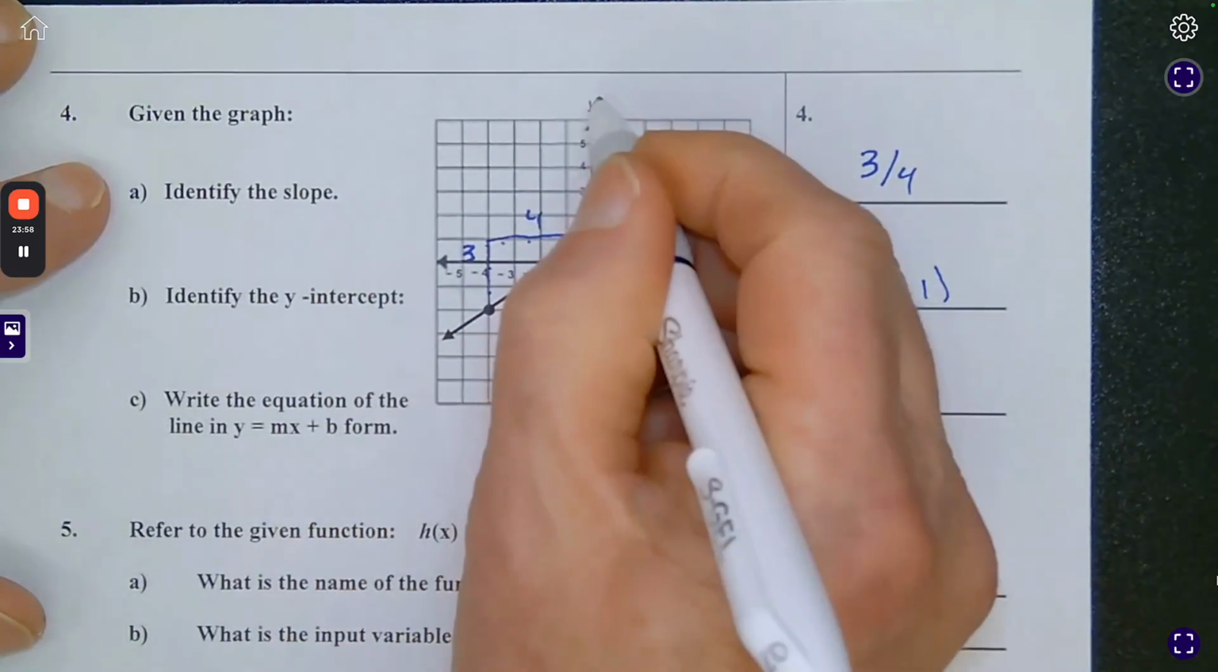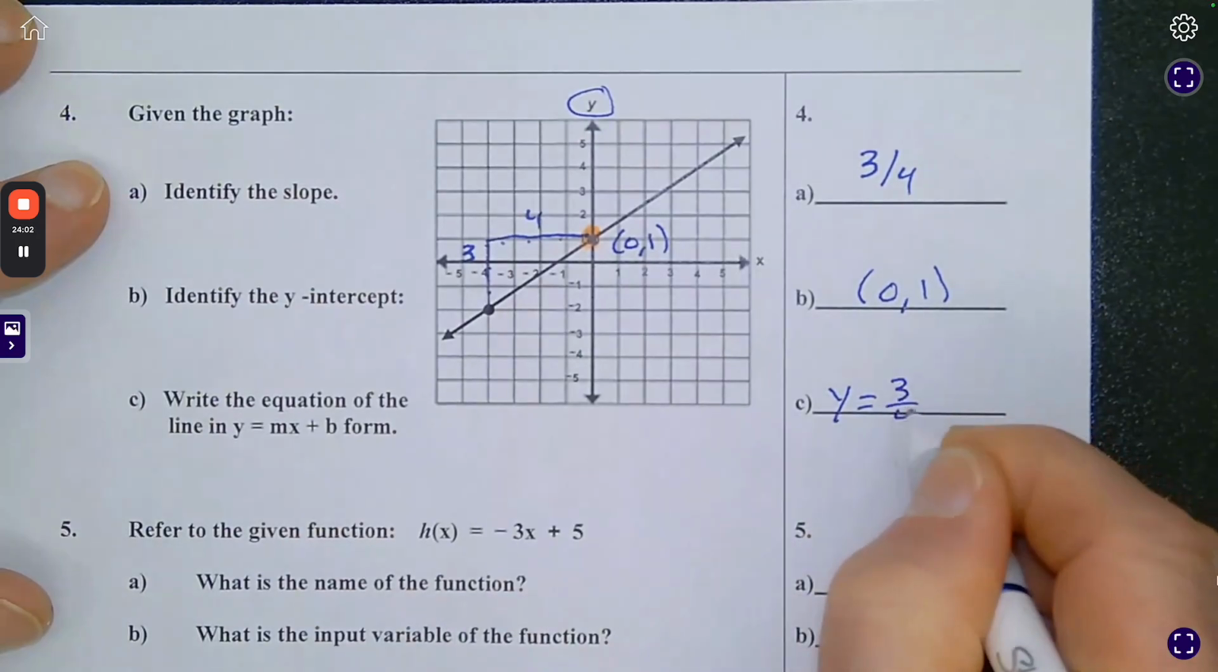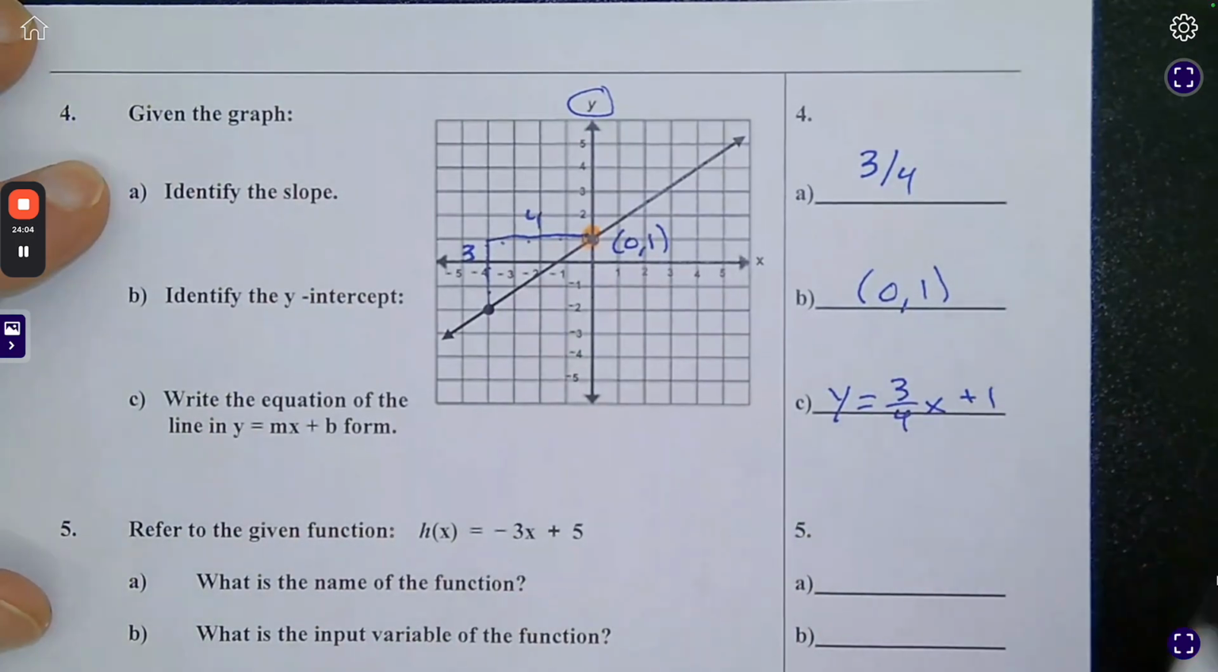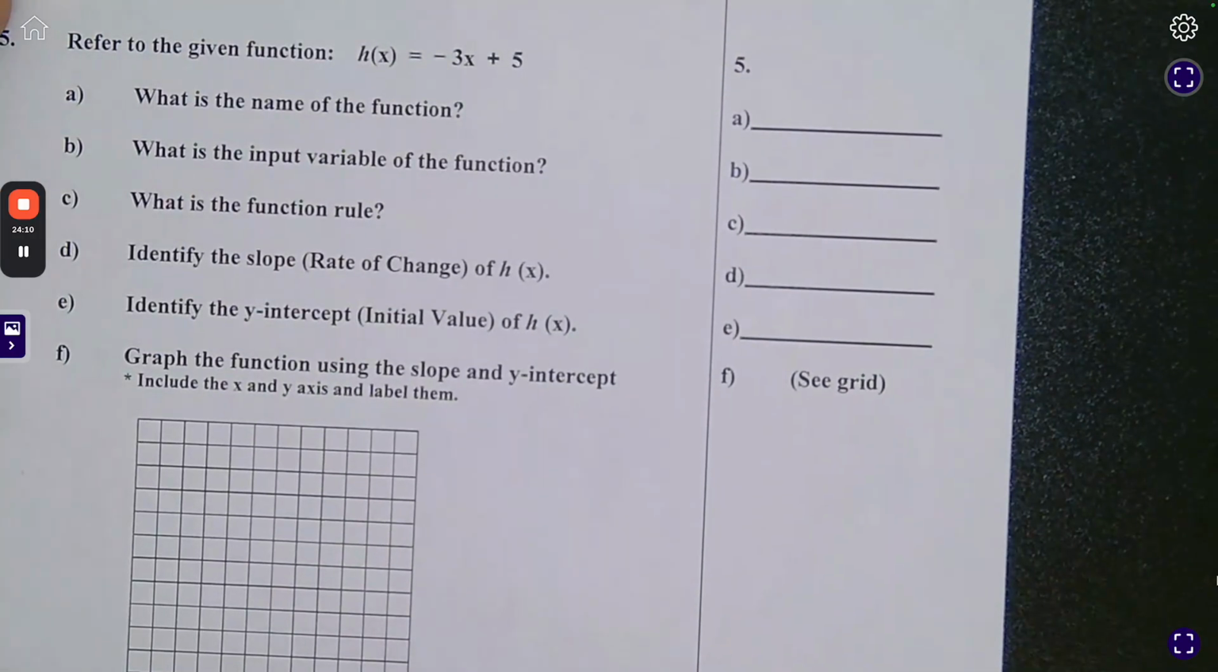Okay, let's write the model. Notice our output variable is y. Slope times x plus the initial value, or the y-intercept. Boom! That's done.